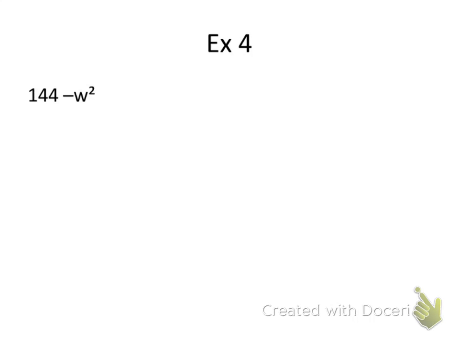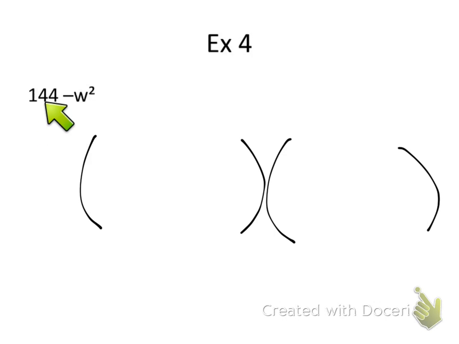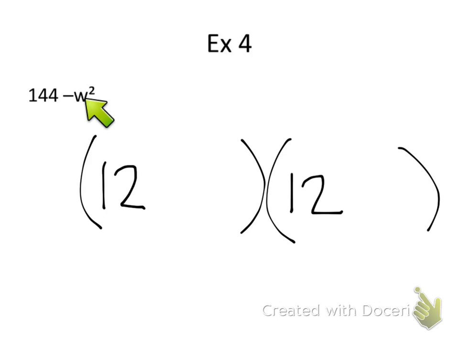All right, let's look at number 4. We can try an example without the forks. When I do it without the forks, I do the parentheses first. What number do I need in the front of each set of parentheses? 12. A 12. Good. 12 times 12 is how you get the 144. What do I need in the back of each parentheses? W. A W. One of them gets a plus, one of them gets a minus.